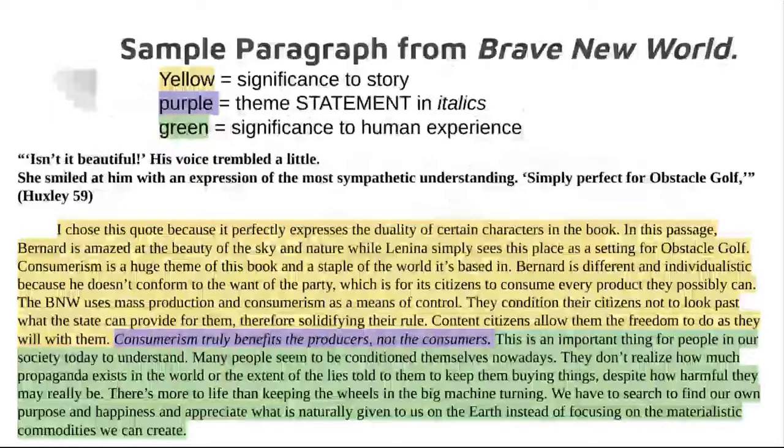Why they chose that quote, right? How it connects, what it is communicating about ideas and things in the story. And then if you look at the purple part in italics, consumerism truly benefits the producers, not the consumers. So that is an observation. That is something about our society, humanity, experience, right? And then in the green, you have the part that it connects to outside of the story. It can give us some insight into why this theme connects to us today. So this is what I think would be helpful for you guys as you go forward.